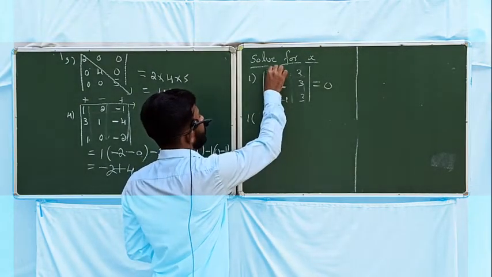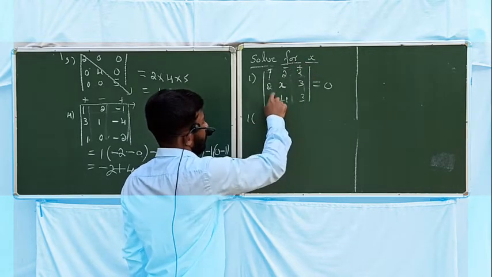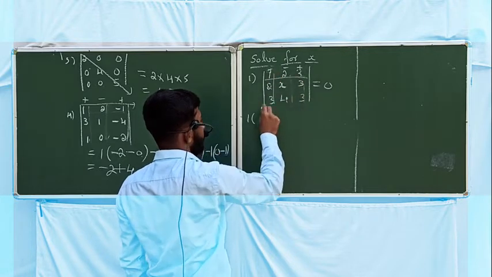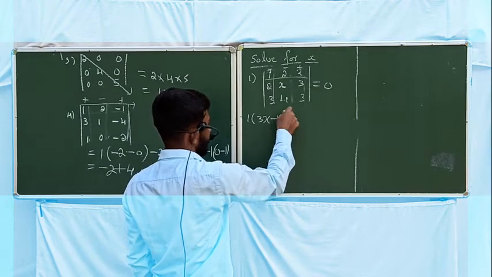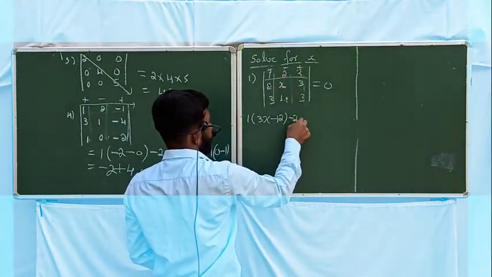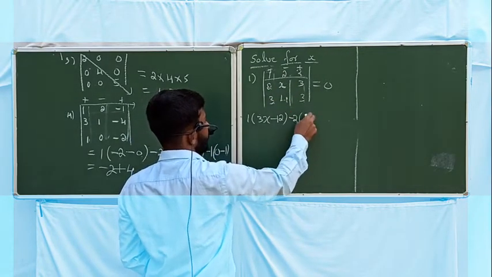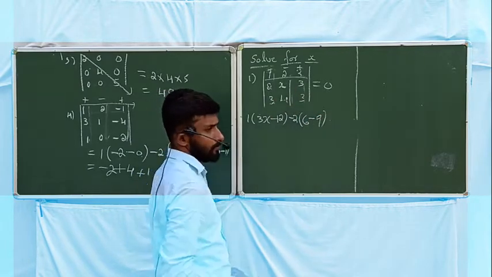1 into, take alternative plus minus plus, 1 into, here delete the first column and the first row. 3 into x is 3x, 4 into 3, 12, but minus is there, minus 12. Then minus 2 into, delete the first row and the second column. 3 2s are 6, 3 into 3, 9, middle minus.